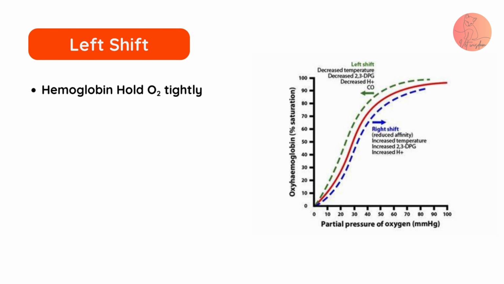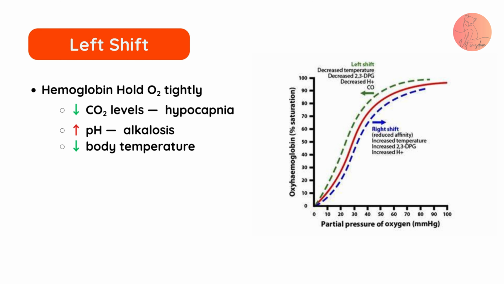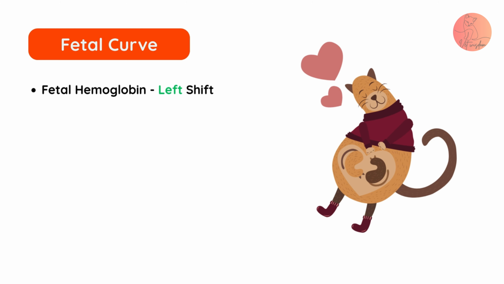A left shift means hemoglobin holds on to oxygen more tightly, making it easier to load oxygen in the lungs. What causes this shift? Lower carbon dioxide levels, higher pH, lower body temperature, decreased levels of 2,3-bisphosphoglycerate. And here's something cool. Fetal hemoglobin also causes a left shift. That's why it has a higher affinity for oxygen, which helps the fetus pull oxygen from the mother's blood. All of this ensures that oxygen is efficiently loaded in the lungs. And then, as conditions shift in the tissues, it's released where it's needed most.